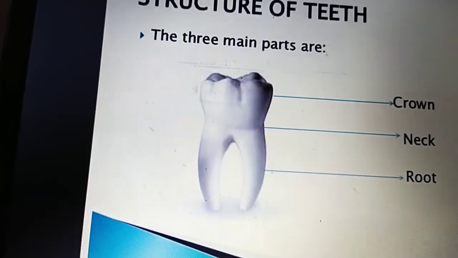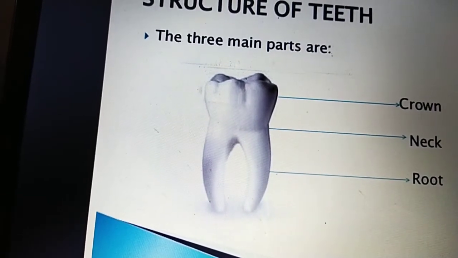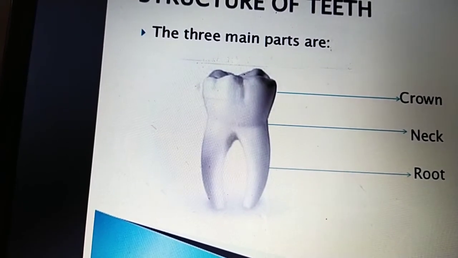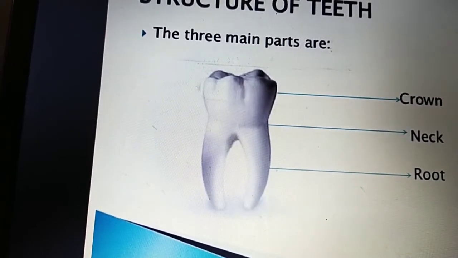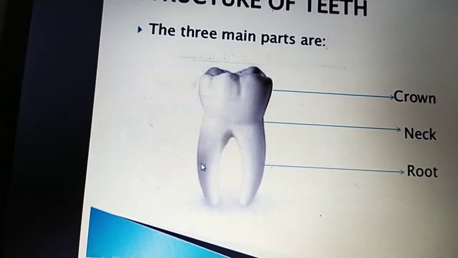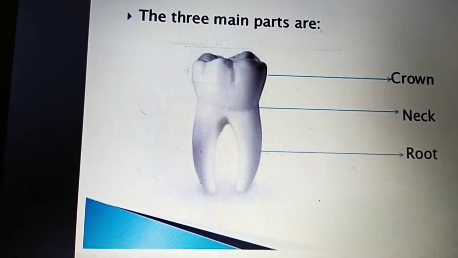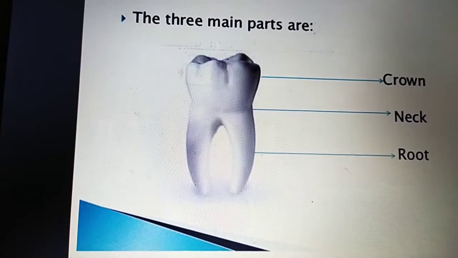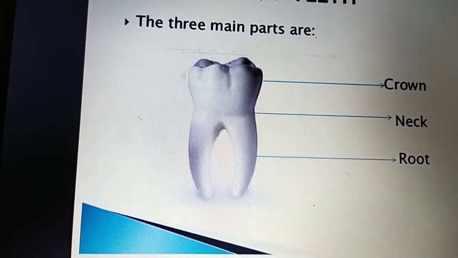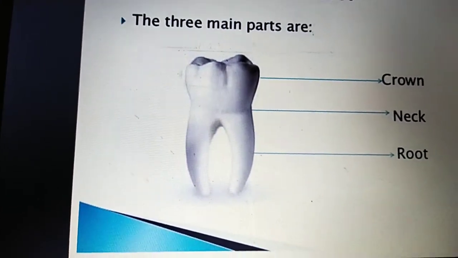The roots are the lower two-thirds of the tooth. The roots are normally buried in the bone, and they serve to anchor the tooth in position. The anatomic root is formed below the cemento-enamel junction.